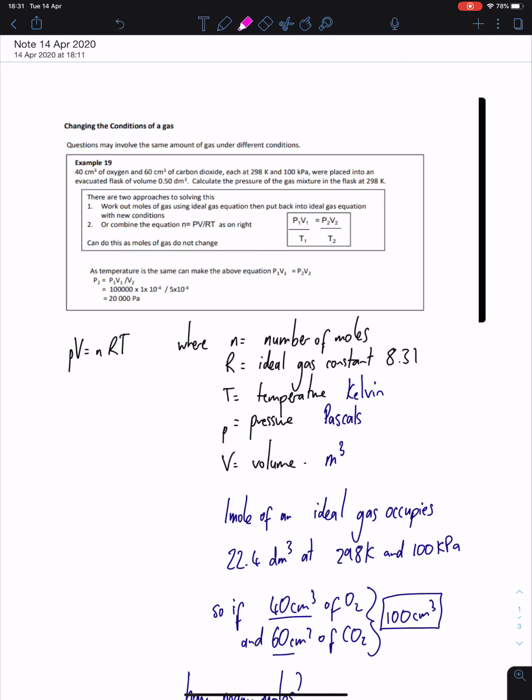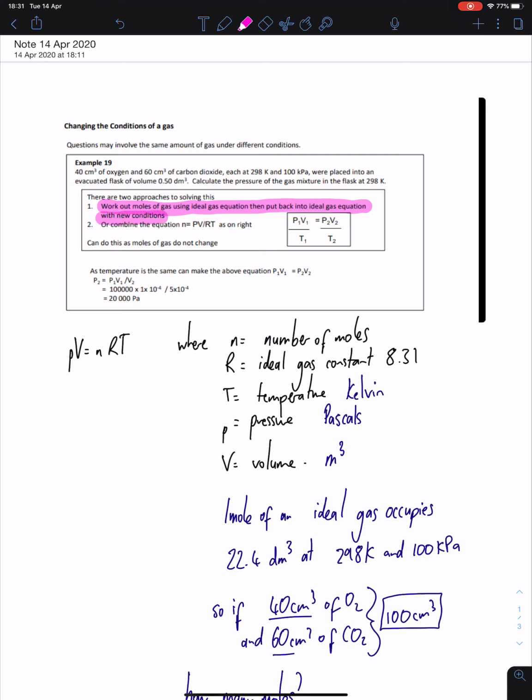Okay, so this question is all about the ideal gas equation. I'm going to go through both of the approaches that it says there are to solve this. The first one says that you can work out the moles of gas using the ideal gas equation and put back into the equation with the new conditions.